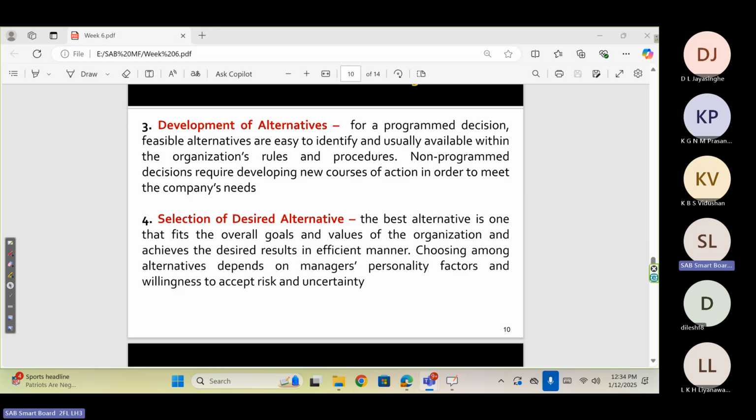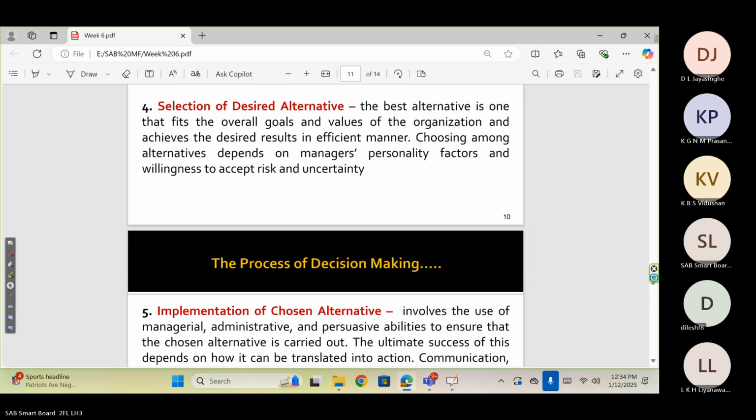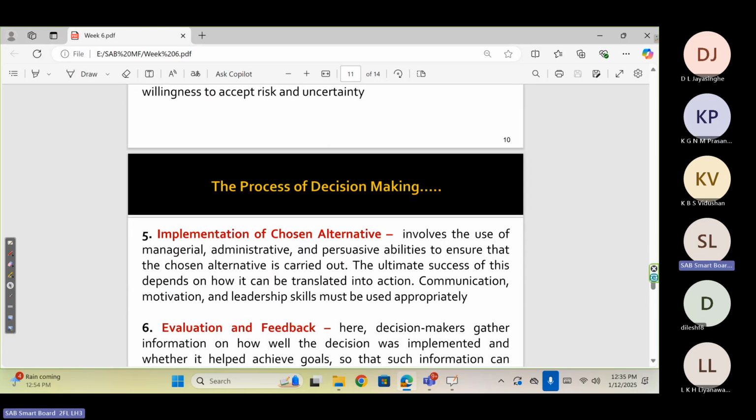From them, not only one, a few solutions can be selected, because one solution cannot address all aspects of the problem. But everything cannot be implemented together, so one by one, managers can test it. Then implementation is the fifth stage.